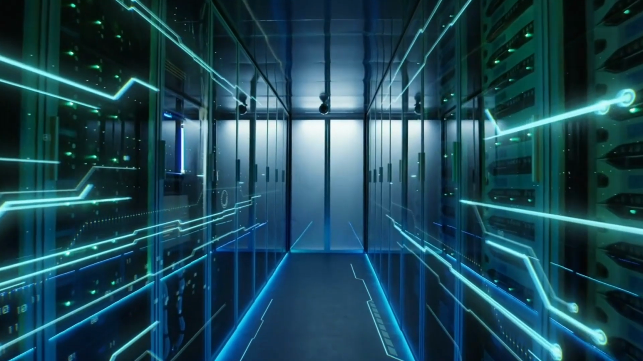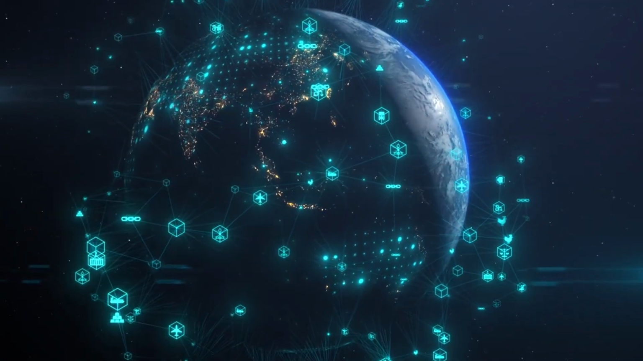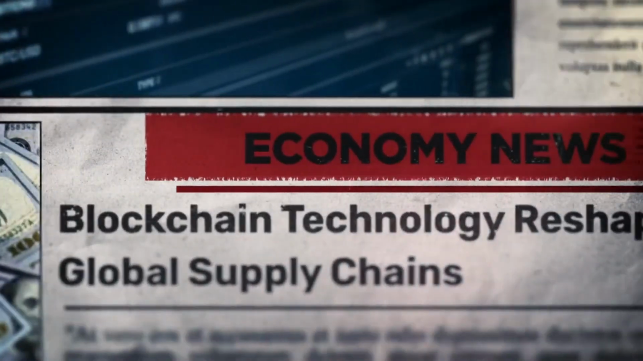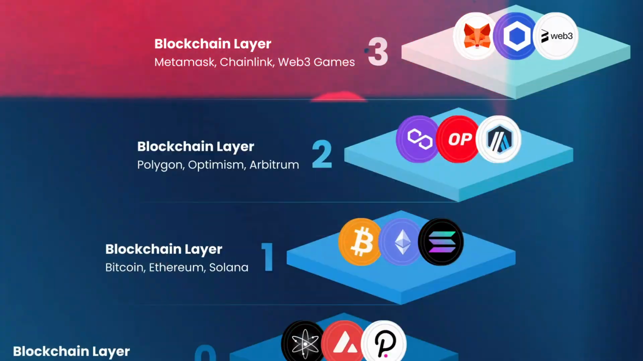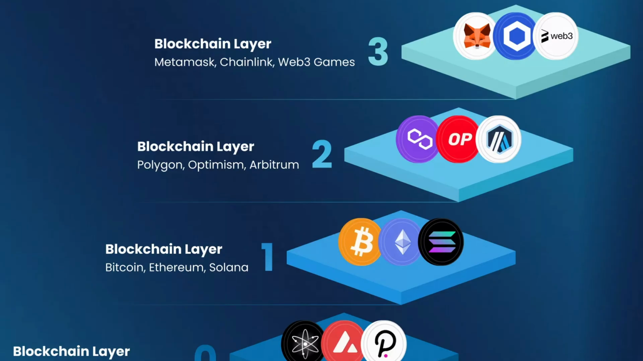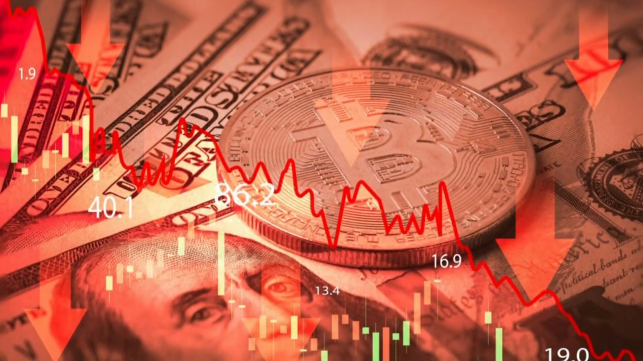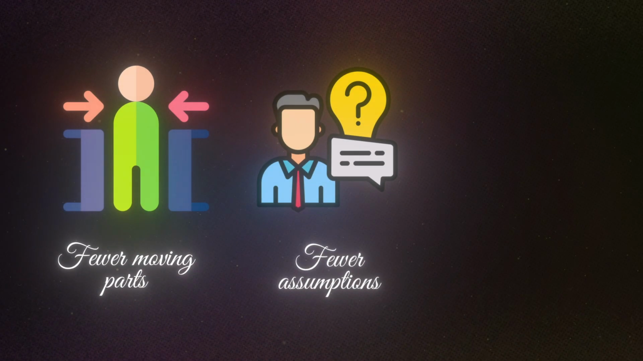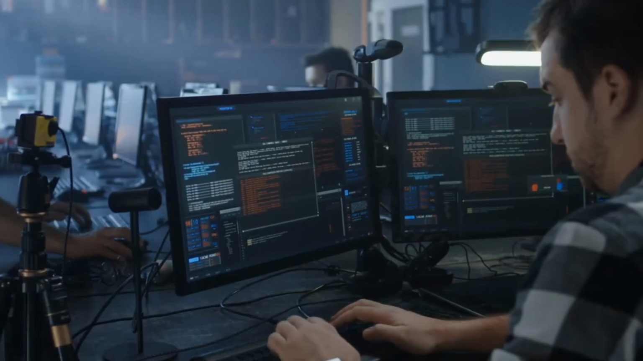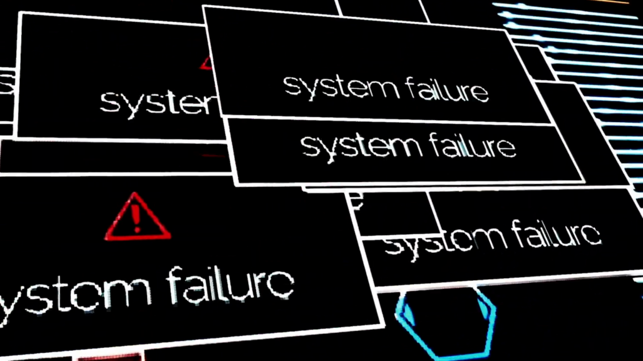That level of permanence is rare, and in a world where upgrades can rewrite history, permanence matters, because today's blockchain stacks are becoming taller, but not necessarily stronger. Every added layer introduces another dependency, another permission point, another potential failure. Radiant takes the opposite approach. Fewer moving parts, fewer assumptions, fewer things can break. This makes it easier to reason about, and far more resistant to both technical failure and human manipulation.